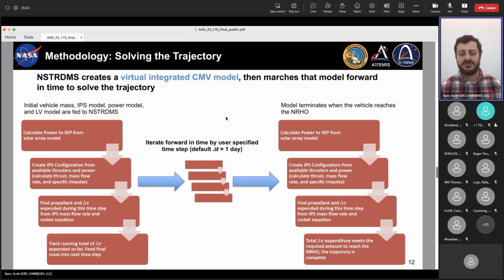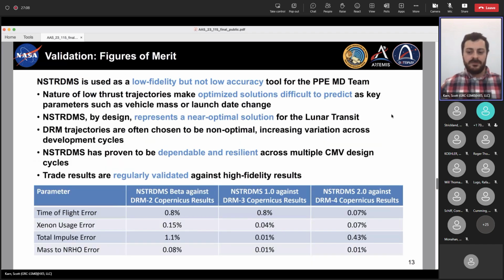And so day by day, we just run this loop over and over and over again, tracking the amount of delta V that we've expended until finally we hit that total that was calculated with our apogee altitude parameterization. So when we hit that number, we've reached the NRHO and the trajectory is complete, and NSTRDMS considers the mission fully complete and PPE and HALO delivered to the NRHO.